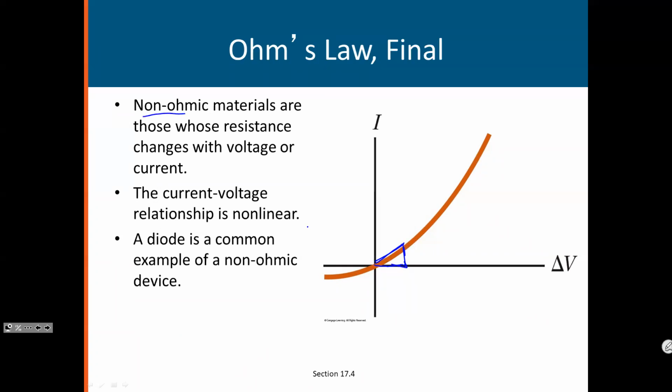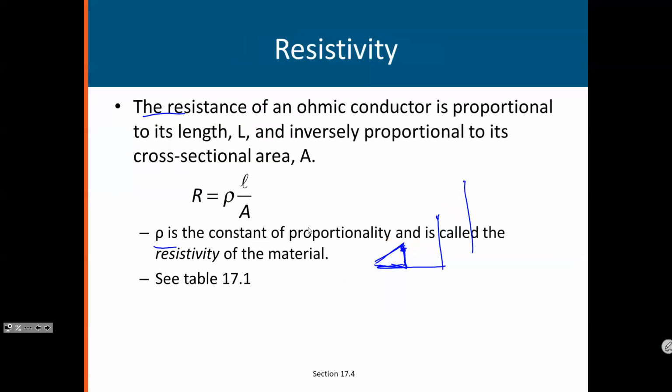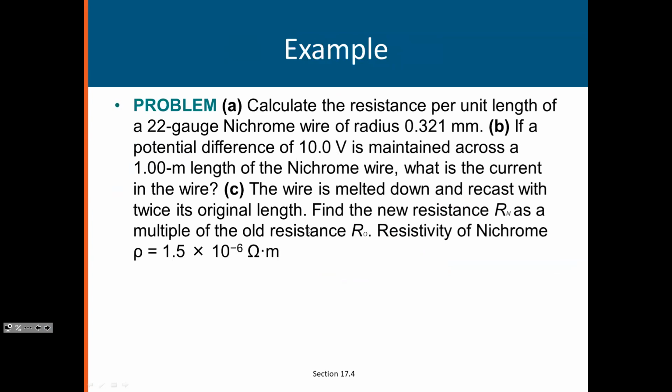So this is a non-ohmic material because we don't have a straight line. The resistance is not constant. The resistance changes. Here it will be one value for resistance, here you'll have a different value for resistance, and so on. So this is nonlinear. An example of a material that shows a nonlinear relationship like this is a diode. It's a non-ohmic device. A diode is a semiconductor. You don't have to know more details.